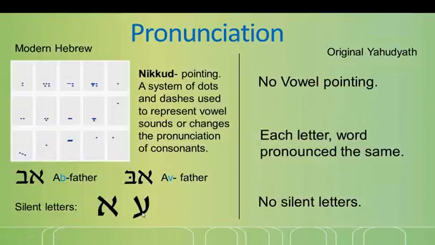There's some debate about what's called the ayin. The ayin can either make a long A sound. I've seen where some people said it's an O sound, and I've seen where some people say it's an I sound. I personally, looking at the scriptures themselves and looking at the words, I believe it's a long A sound. Like in the word Esau, they have it spelled with an E, but it begins with an ayin, and I think it's a su or a shoe. Also, in original Yahudyath, there are no silent letters. Each letter has a sound and it's pronounced the same.